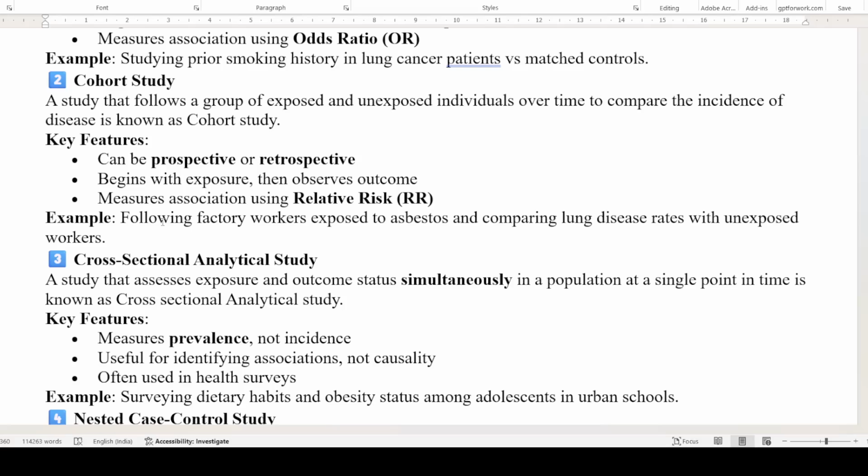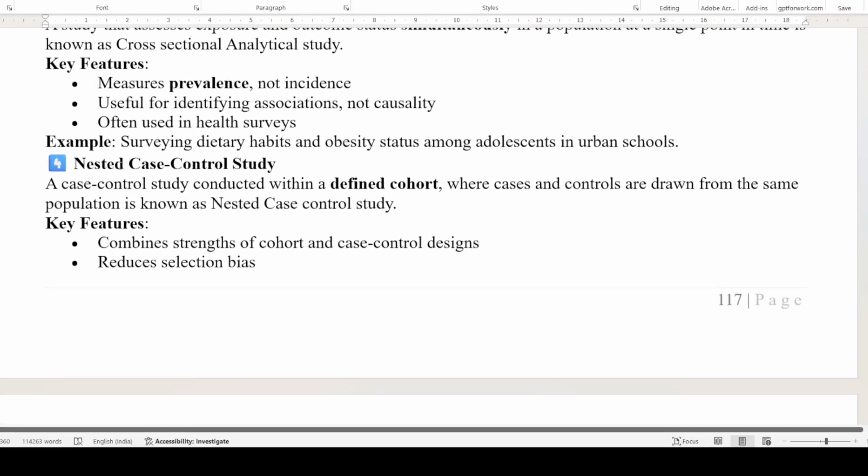Then there is the cross sectional analytical study. This study assesses the exposure and outcome status simultaneously in a population at a single point in time. So in this we are studying the prevalence of a disease and not the incidence of a disease. It is useful for identifying associations, not causality. Surveying dietary habits and obesity status among adolescents in urban schools is an example of this cross-sectional analytical study.